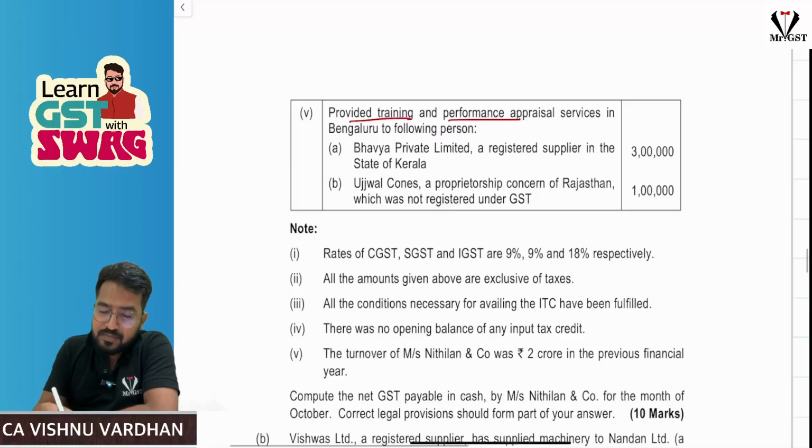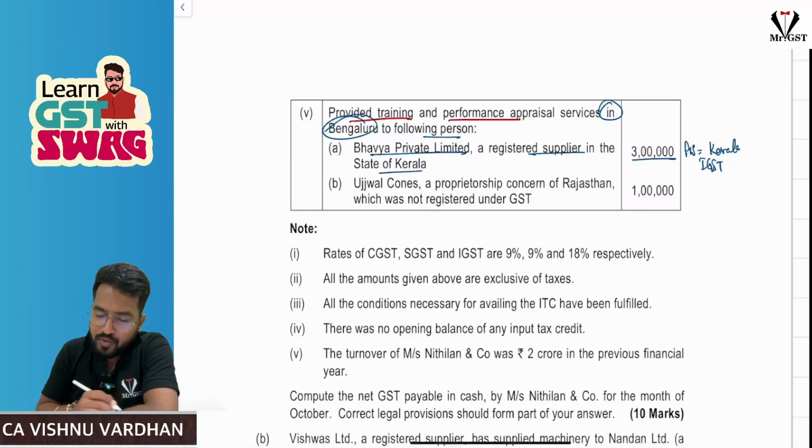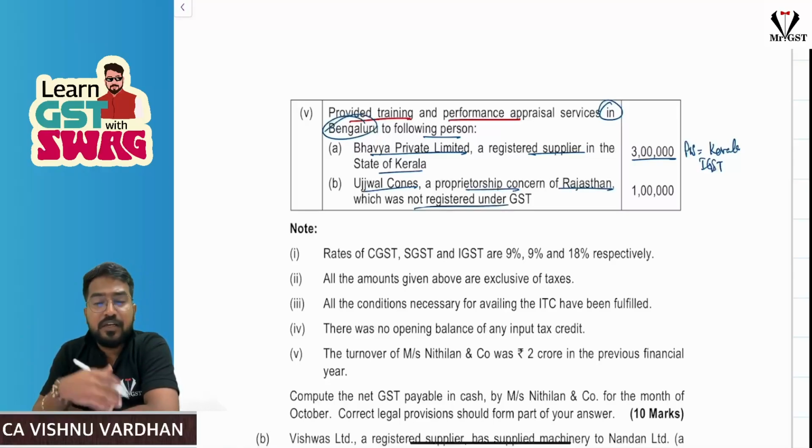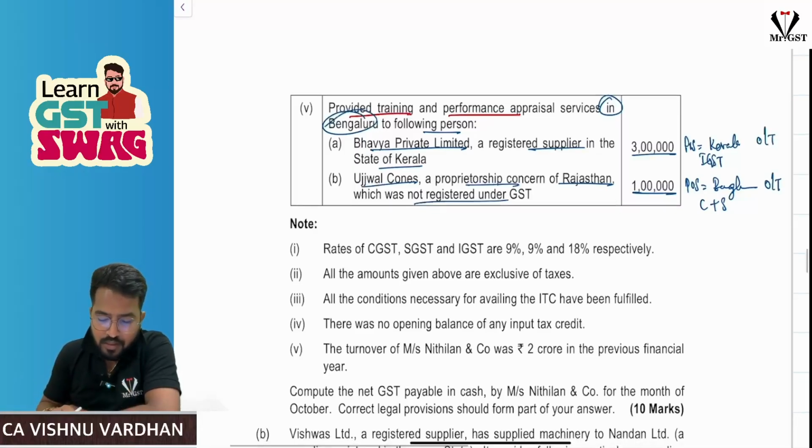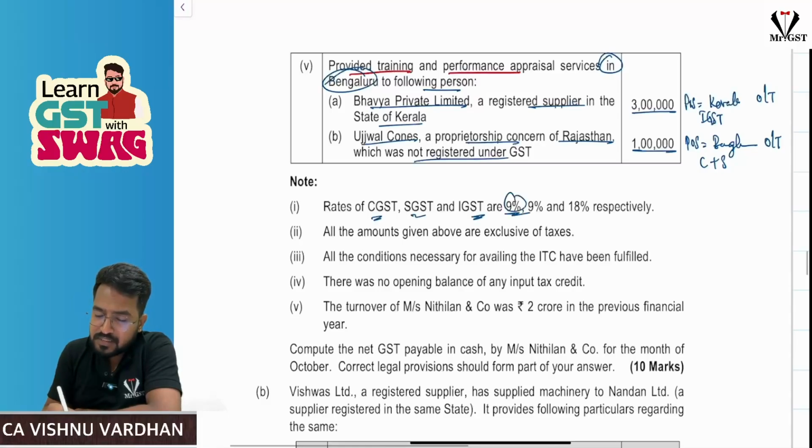Provided training and performance appraisal. That means this is a sale in Bengaluru, which is important here, to the following persons. Bhavya Private Limited, a registered supplier in Kerala. That means the place of supply is Kerala, so there is IGST. To Ujjwal, because when the recipient is registered, that registered place itself will be the place of supply. To Ujjwal Cones, a proprietorship concern of Rajasthan, not registered under GST. When the recipient is not registered, the place of supply will be where the services are performed, Bengaluru, Karnataka. So there is CGST plus SGST. Both are output tax. Okay. Now, sir, the rates of CGST, SGST are 9%, 9%, 18%.